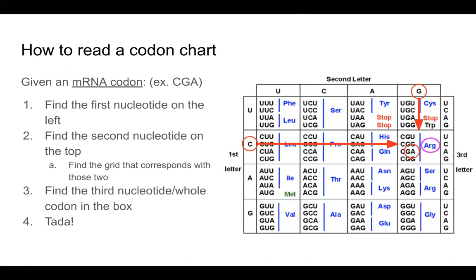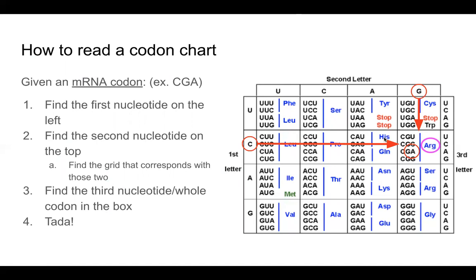So let's do the example right here. If your codon is CGA, find the first nucleotide on the left. That's C. You scroll over until you see where the second nucleotide is, that's G. So C and G, so it's in here. And then you look for the last letter in the codon. You look for A, you see GA right there, that corresponds with arginine.